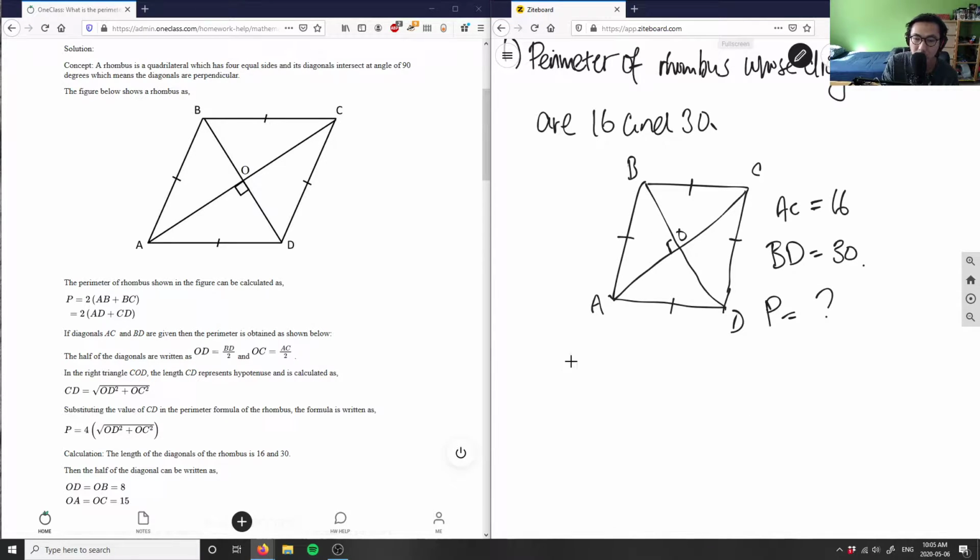So I'm going to write down the perimeter of a rhombus here. It equals 2 times length plus width. In this case, they wrote A plus B plus C plus D here, or it could also be AD plus CD. It depends on which sides we know, but we all know that all of these sides are equal.